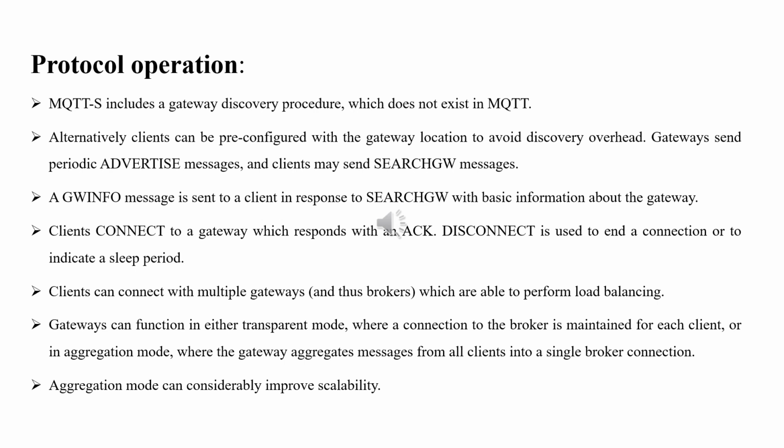Protocol operation. MQTT-S includes a gateway discovery procedure which does not exist in MQTT. Alternatively, clients can be pre-configured with the gateway location to avoid discovery overhead. Gateways send periodic advertise messages and clients may send search messages. Clients connect to a gateway which responds with an acknowledgement. Disconnect is used to end a connection or to indicate a sleep period. Clients can connect with multiple gateways, which are able to perform load balancing.